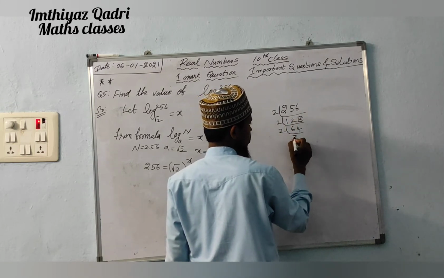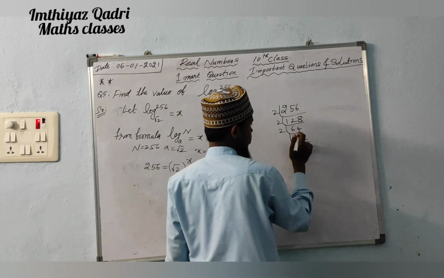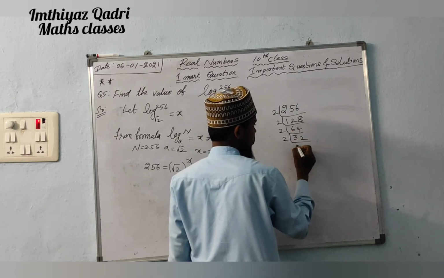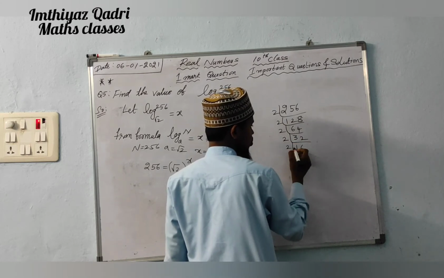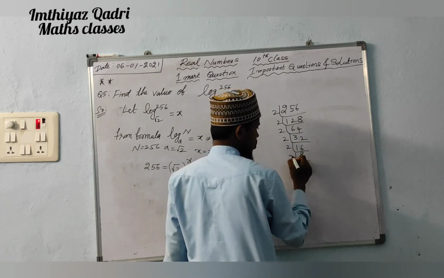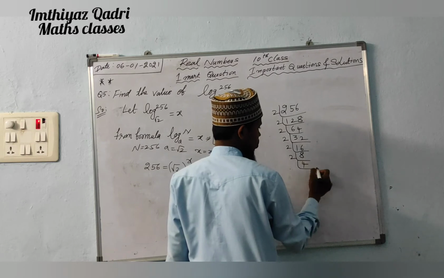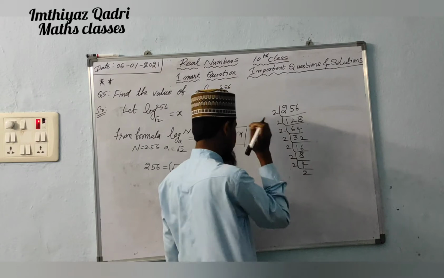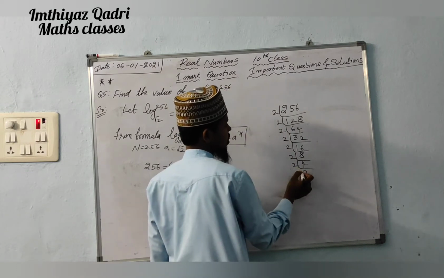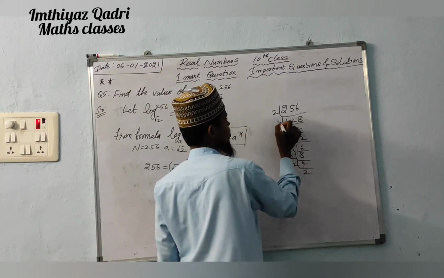2 3s are 6, 2 6s are 12, 2 12s are 24... Continuing the doubling: 2 times 32 is 64, 2 times 16 is 32, 2 times 8 is 16, 2 times 4 is 8, 2 times 2 is 4. See here, these are the factors of 256. Count them: 1, 2, 3, 4, 5, 6, 7, 8.